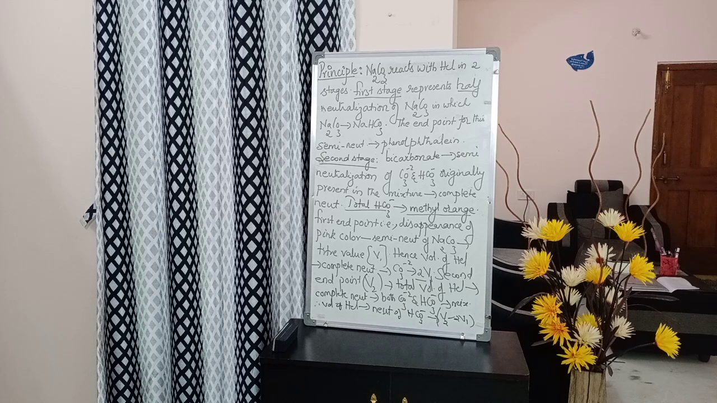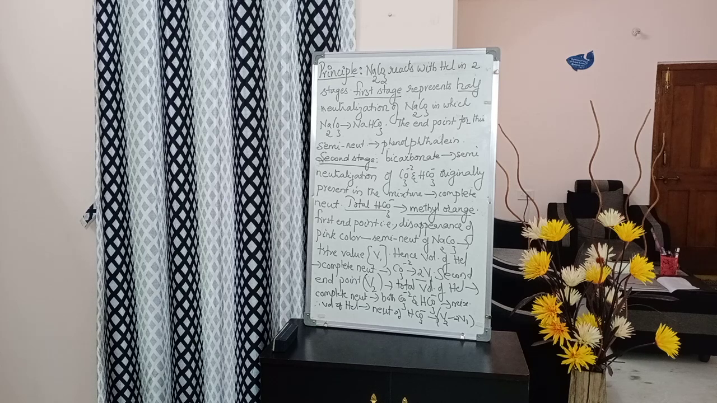Students, while writing, don't simply write blindly. Try to understand, try to concentrate on each and every sentence. Then only when I explain, it will be easily understood. So Na2CO3 reacts with HCl in 2 stages. The first stage represents half neutralization of Na2CO3, in which Na2CO3 is converted to NaHCO3. That is sodium carbonate to sodium bicarbonate.